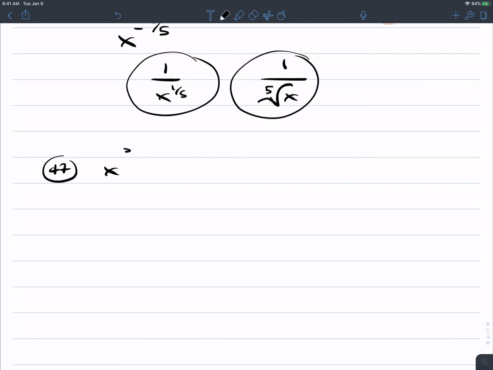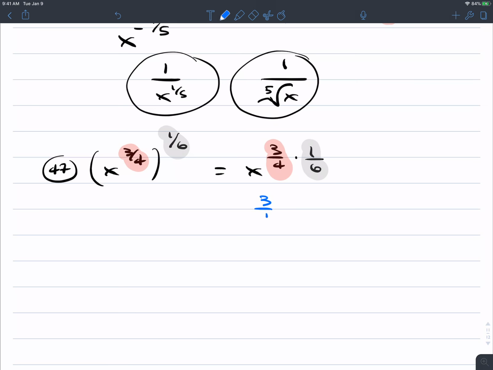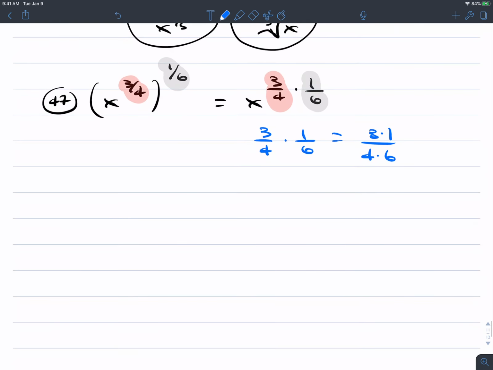Number 47. x to the 3/4 raised to the 1/6 is x to the 3/4 times 1/6. Is that true? Because I have my first fraction, 3/4, multiplied to the second fraction. So when I do the work now, 3/4 times 1/6, multiply across: 3 times 1, 4 times 6. Remember, we have to simplify these fractions.